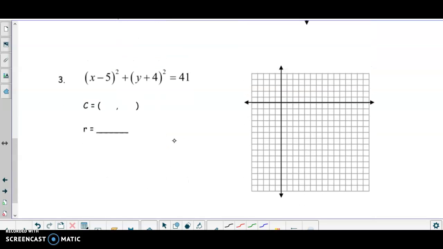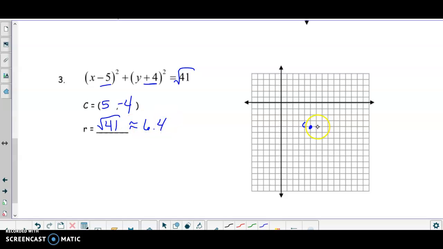This one is a little bit trickier. It's our last one. So 5, negative 4 is our center. Remember, insiders lie. The square root of 41 does not simplify. Here's my center. I'm going to need to use my calculator to find the square root of 41, and you can use whichever calculator you prefer. This is approximately 6.4.